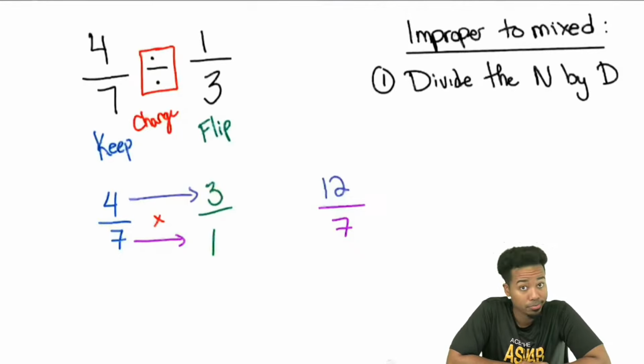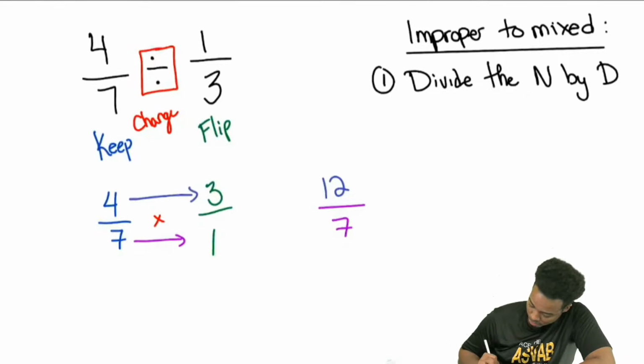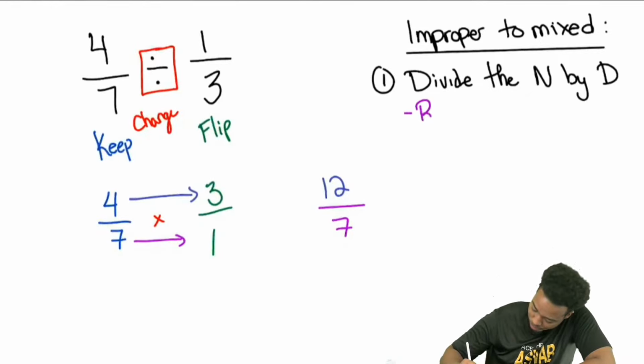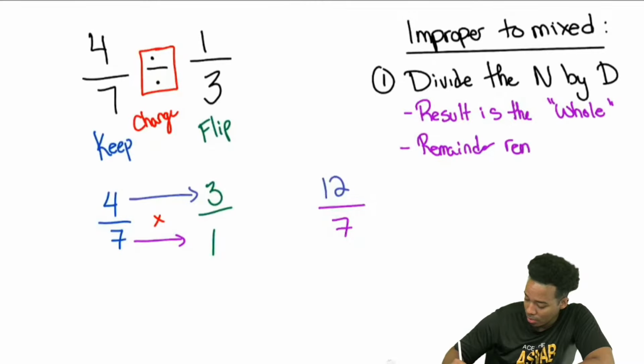Step two, well, you're probably going to get a remainder. If you get a remainder, that's the new numerator. So here we go. Let me write this down for you. So the result is the whole number. Remainder remains in the numerator.